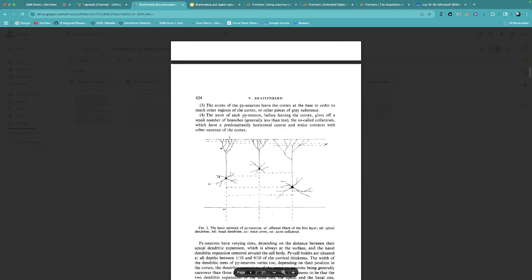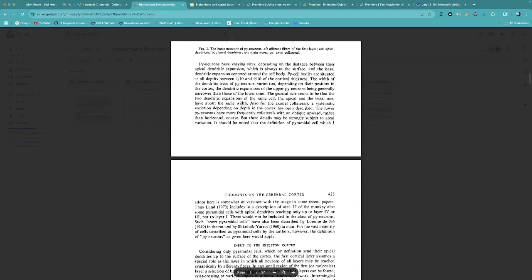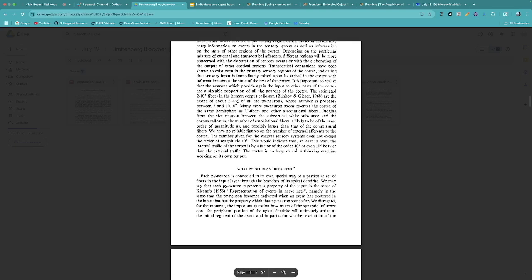And so this is a basic network of pyramidal neurons or pi neurons showing the afferent fibers from the first layer, apical dendrites, basal dendrites, and so forth. So these are the apical dendrites, these are the basal dendrites. It's a pretty good paper.